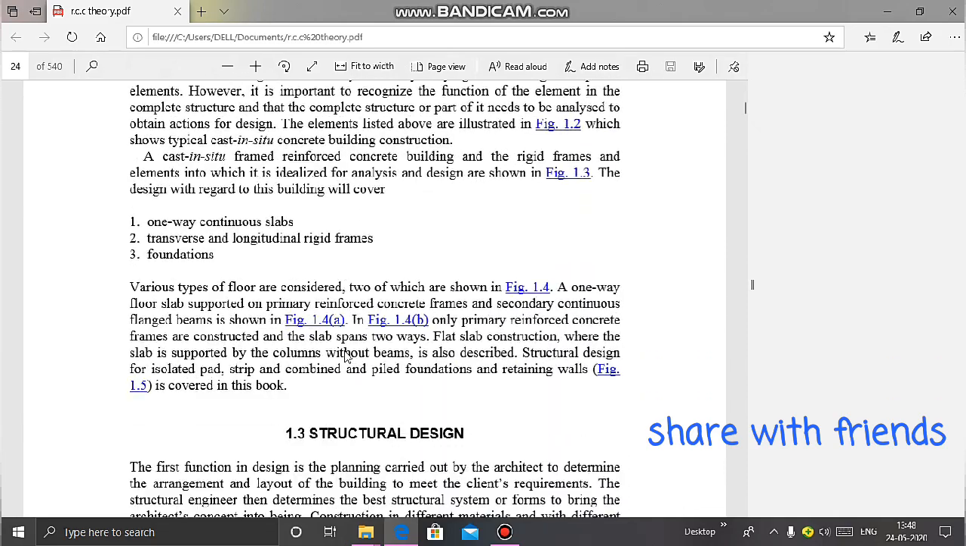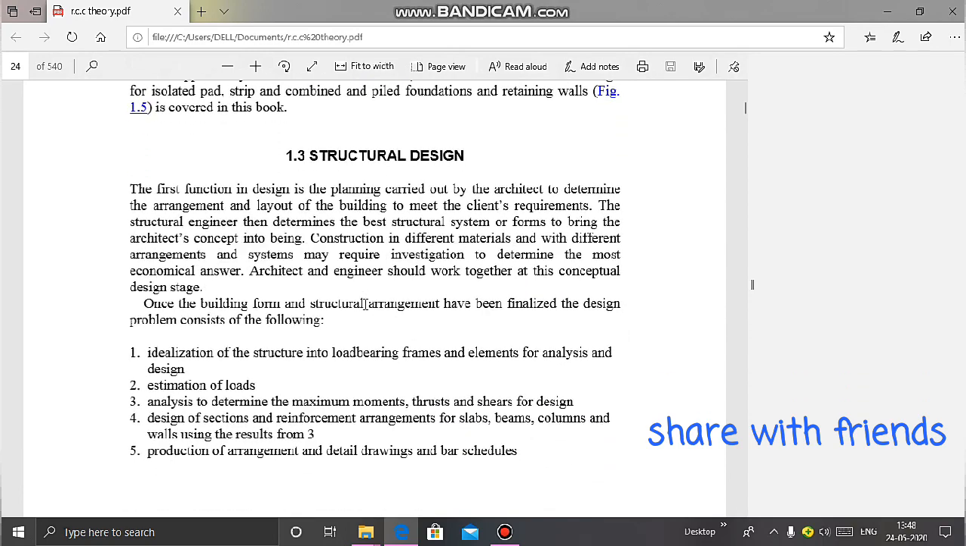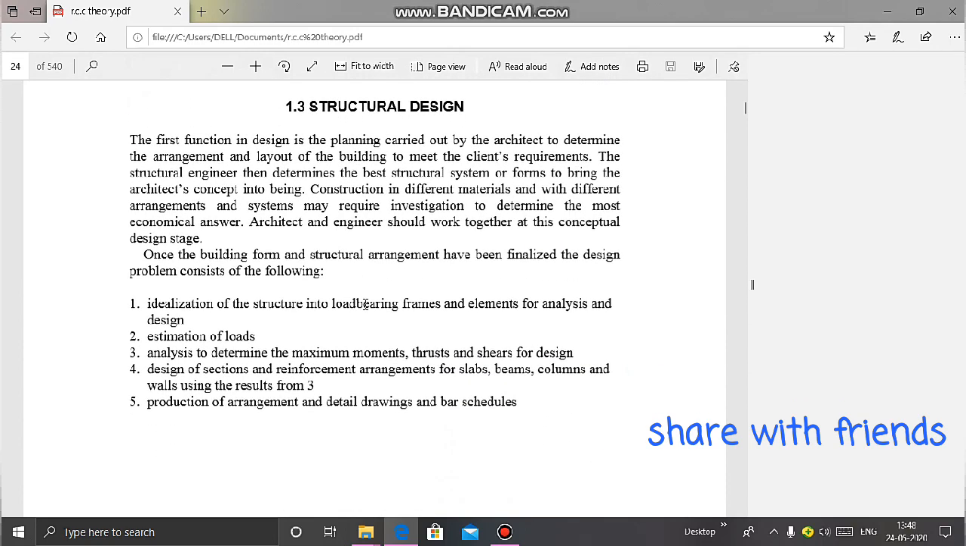Now we are going to see what is structural design. The first function in design is the planning, carried out by the architect to determine the arrangement and layout of the building to meet the client's requirement. The structural engineer then determines the best structural system or forms to bring the architect's concept into being. Construction in different materials and with different arrangements and systems may require investigation to determine the most economical answer.